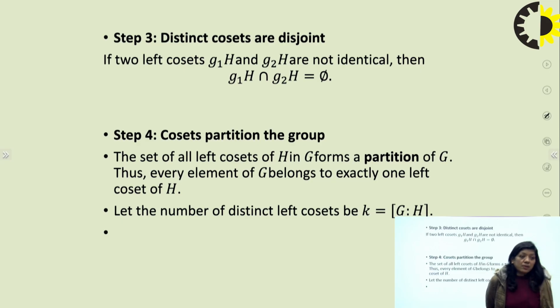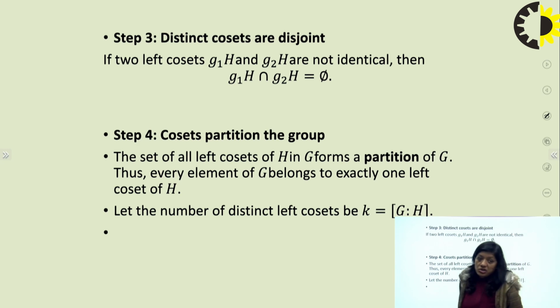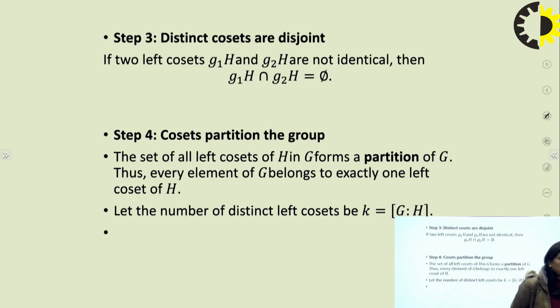Next one is step 4: cosets partition the group. So the set of all left cosets of H in G forms a partition of G. Thus every element of G belongs to exactly one left coset of H.